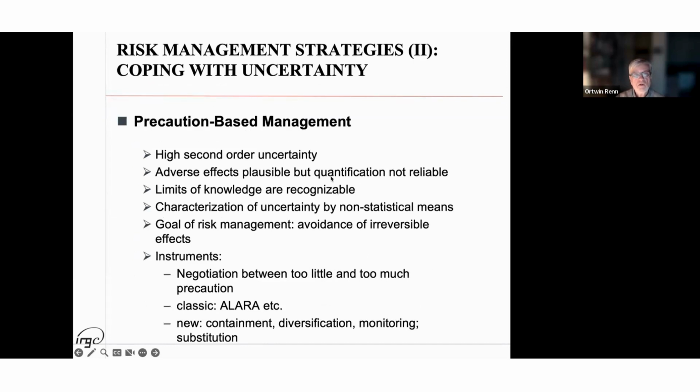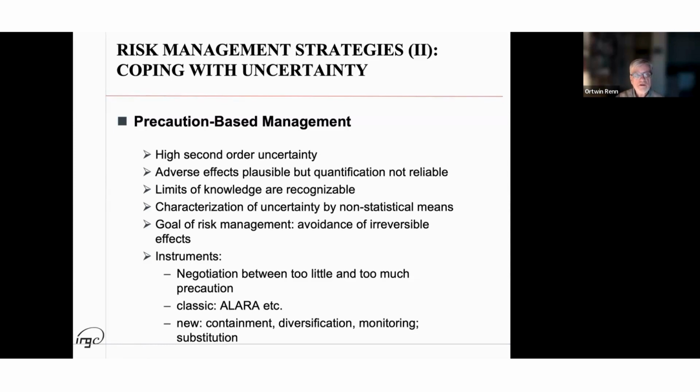A high second-order uncertainty, meaning we cannot quantify it completely. Adverse effects are plausible, but quantification at this point is not reliable. At the limits of knowledge, we can characterize uncertainty by non-statistical means, so in a more narrative review. And the goal of risk management is avoidance of irreversible effects. That's kind of the precaution-based management.